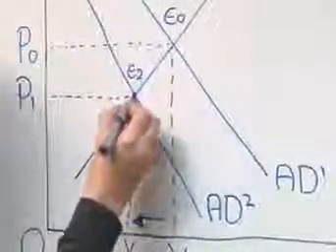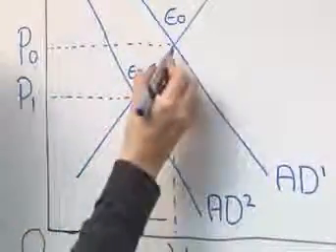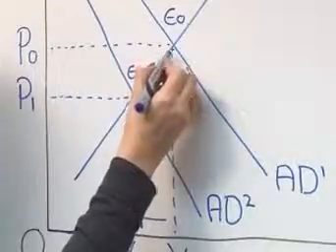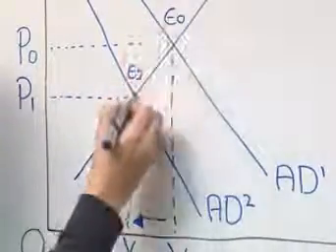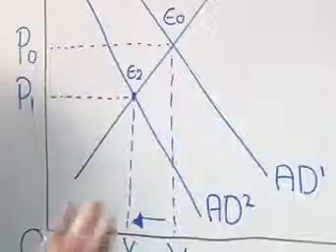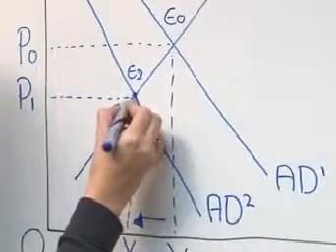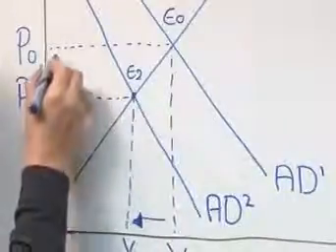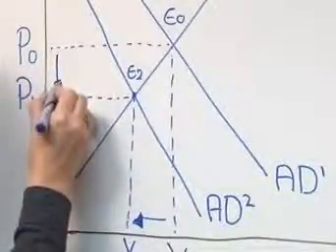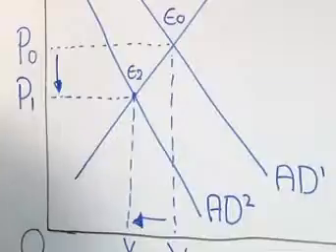When less is produced, we shift downwards along the aggregate supply curve. So when less is produced, it is cheaper to produce it, and therefore the price level also decreases.